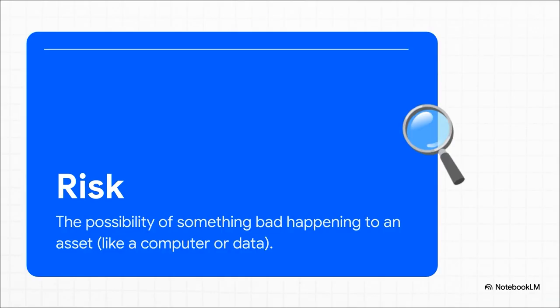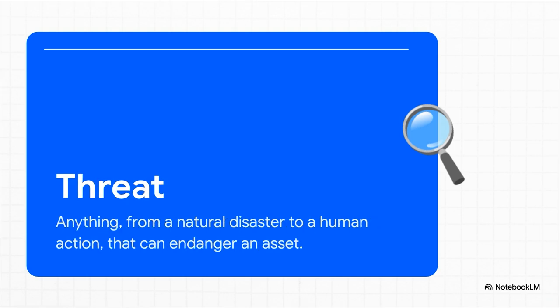So first up is risk. Just think of it as the potential for a problem. In the IT world, a risk is basically the chance that something bad could happen to something valuable. And that something valuable, that asset, could be your laptop, a sensitive company database, or even just a single super important email.